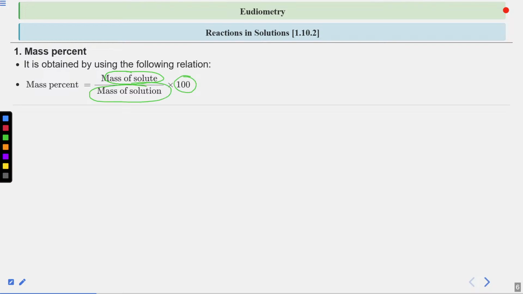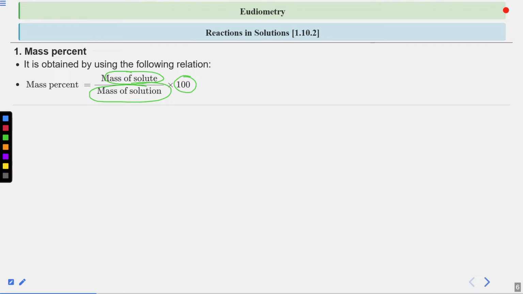Now do not complicate this topic. It is very simple to understand. Just take the analogy of the marks you obtain in your exam, like if you are obtaining 80% marks or 90% marks out of the total. That same analogy can be applied here, and here you are trying to calculate the mass percentage of the solute. As simple as that.